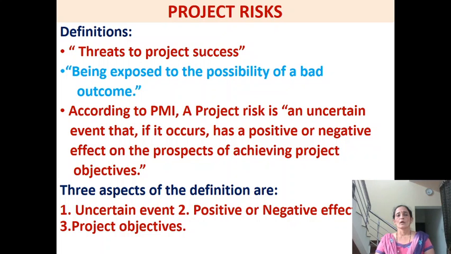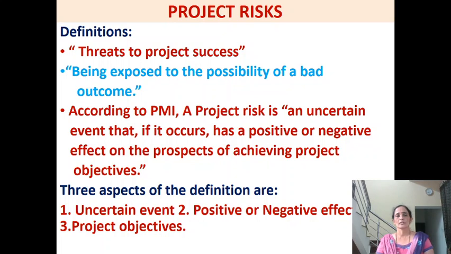So, when we go through the definition given by the Project Management Institute about the term project risk, we come across these three important aspects in that definition. And the definition goes like this. Project risk is an uncertain event that if it occurs has a positive or negative effect on the prospect of achieving project objectives. So, in simplest words, project risk means threats to project success.